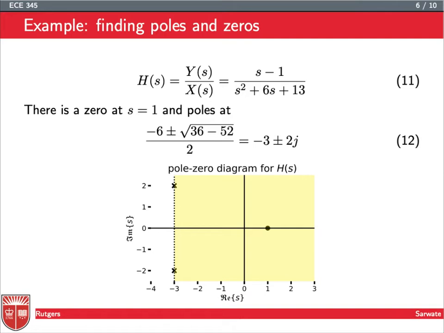Right, so we have two poles, at minus 3 plus 2j and minus 3 minus 2j, and then we have a zero at 1. So this is what the pole-zero diagram looks like. And now h(t) has to be causal, so the ROC is a right half plane.